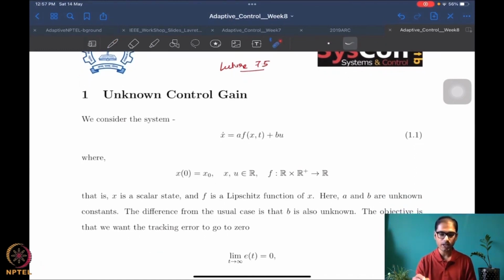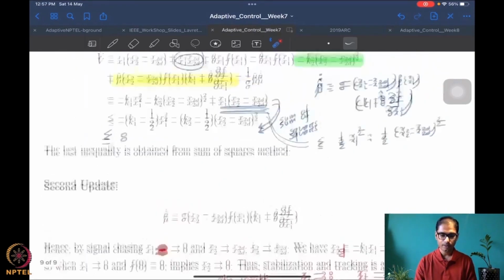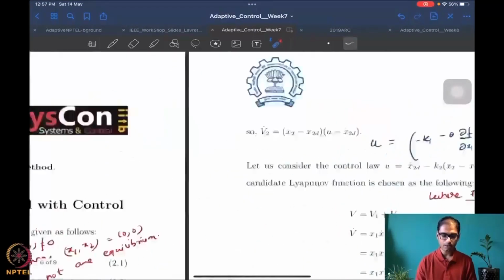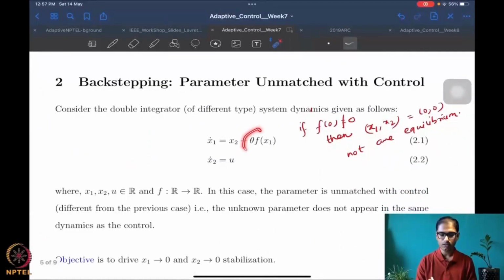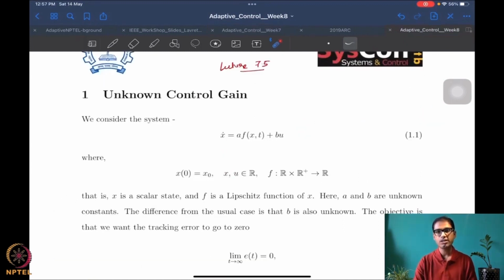Until now, we have been looking at unknowns that are not in the control term, right? We've been looking at the unknowns in the drift term, right? Like in the previous week, in the unmatched case also, we had the unknown which was connected to the drift term or the state terms, right? There was never any unknown connected to the control term, and that is what changes here.